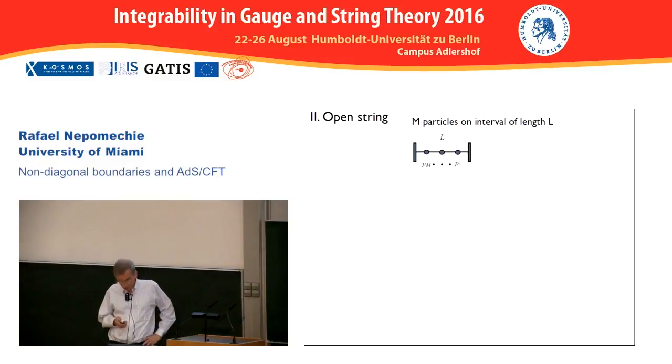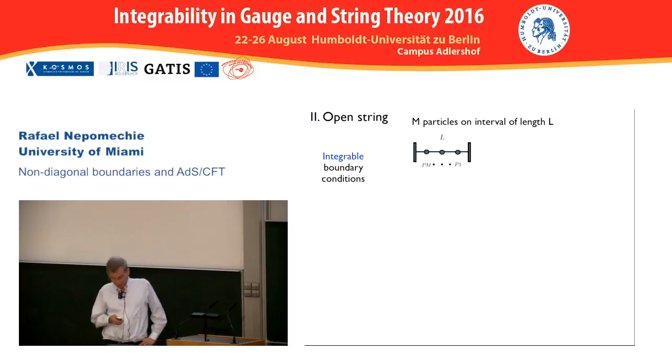Okay, so now we'd like to consider m particles on an interval of length L. So now we have some boundary conditions on the left and right, and we have these m particles in between. And the important thing for us is that we're going to insist on having integrable boundary conditions. So the problem remains integrable.